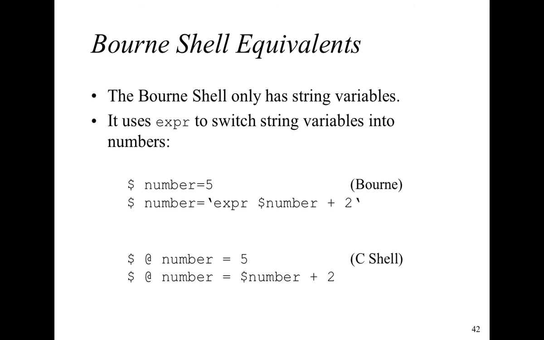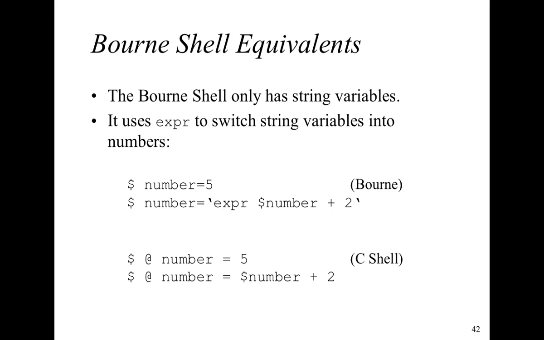So it uses expr, EXPR, to switch string variables into numbers. This is one reason why people like C shell, because you can use that at symbol and you get the numbers. In Bourne, you don't have the numbers. You have to convert it. So number is equal to 5. Number is equal to expr number plus 2. Treat it like a number.